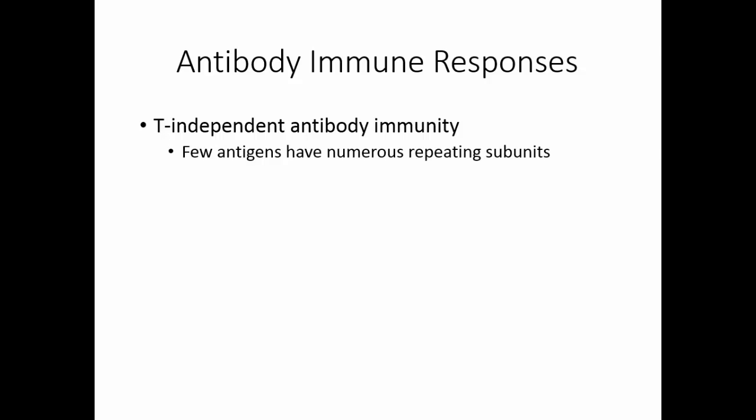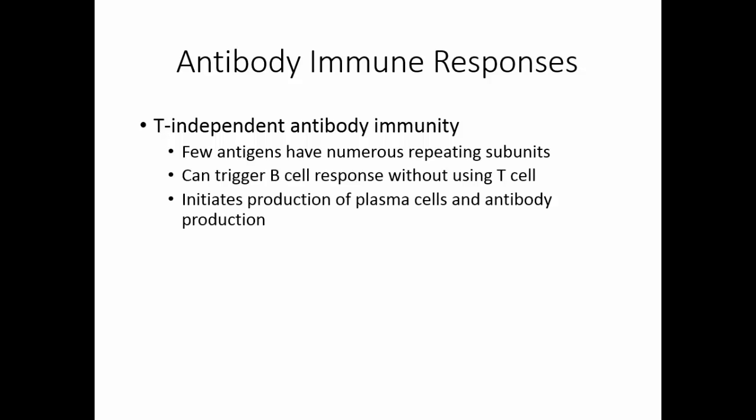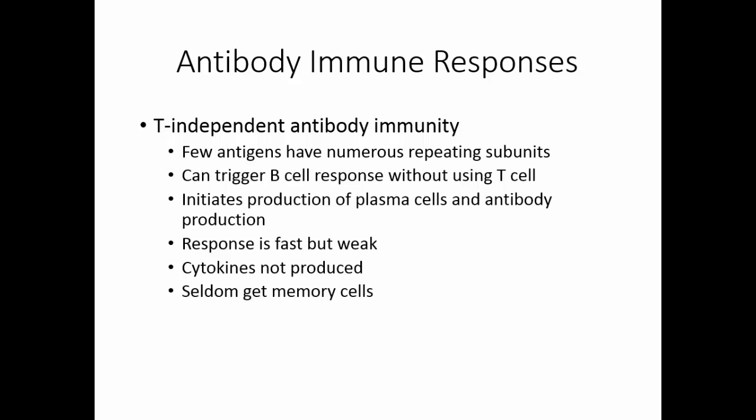The other type of acquired immunity is the antibody immune responses. We have T-independent antibody immunity. There are a few antigens that have numerous repeating subunits. They can directly trigger B cell response without using a T cell mediator. This will initiate the production of plasma cells and antibody production. The response is very fast, but it's also very weak. None of the cytokines are produced that are necessary to fully develop the B cell. Seldom are memory cells developed as a result of this response.